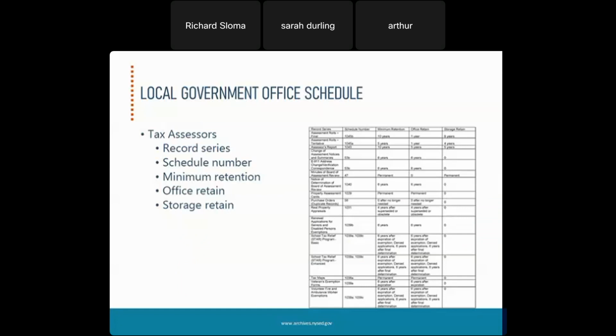So here we have an example of a very basic office schedule created for local tax assessor's records. In addition to the standard fields for record series, schedule number, and minimum retention, you can see that it also breaks out the retention period between the amount of time the records are maintained in office space and the amount of time they're kept in inactive storage. As I mentioned earlier, this is a good way to aid in records management and storage planning, as the information can be specifically tailored to individual record series.